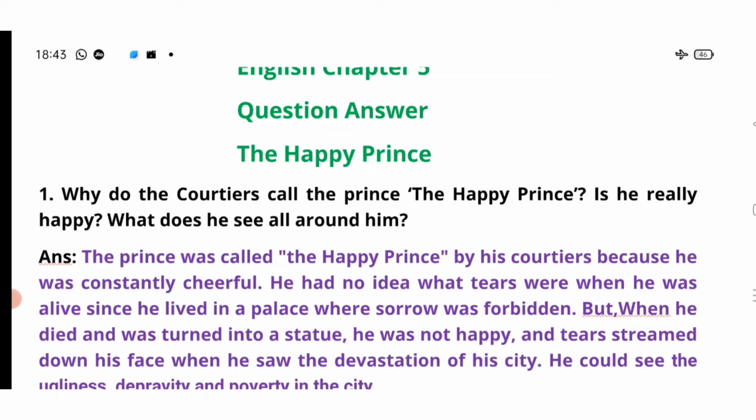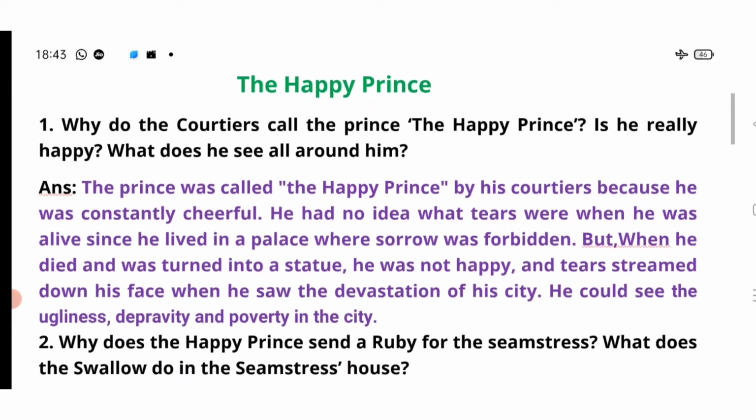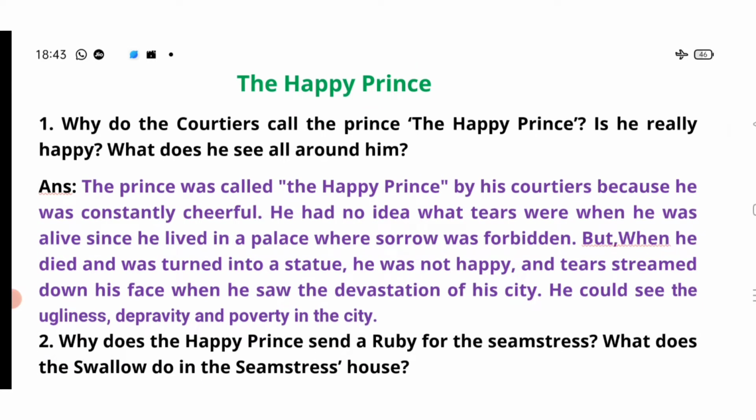He had no idea what tears were when he was alive, since he lived in a palace where sorrow was forbidden. But when he died and was turned into a statue, he was not happy, and tears streamed down his face when he saw the devastation of his city. He could see the ugliness, depravity, and poverty in the city.